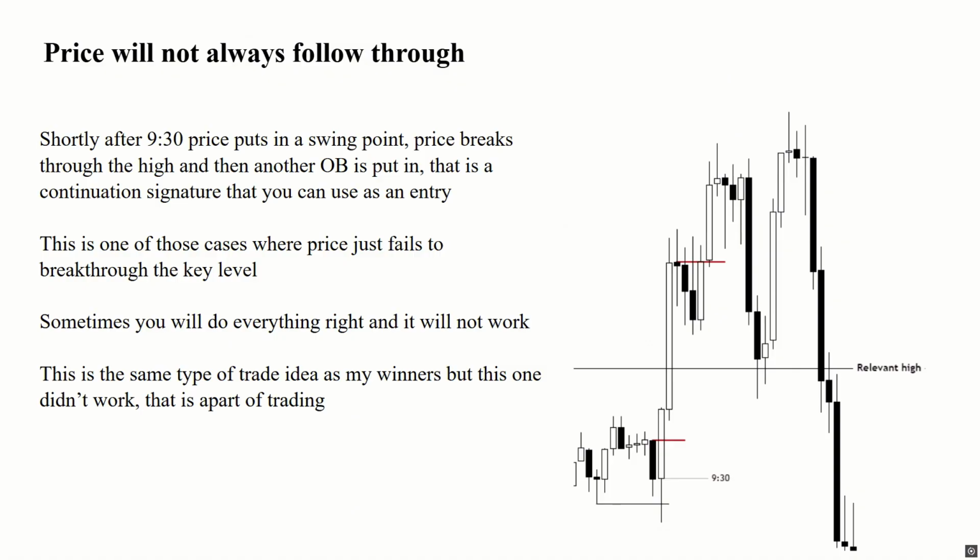Price puts in a swing point, breaks through the high, and then another order block is put in. That is a continuation signature that you can use as an entry. Or in this case, you could long the fair value gap with a stop loss down here, but then you have a little less defined risk, right? That's what I mean. But in this case, where price just fails to break through the key level, sometimes you will do everything right, and it will not work. This is the same type of trade idea as my winners, but this one didn't work. That is a part of trading. This is exactly what I deem A+.